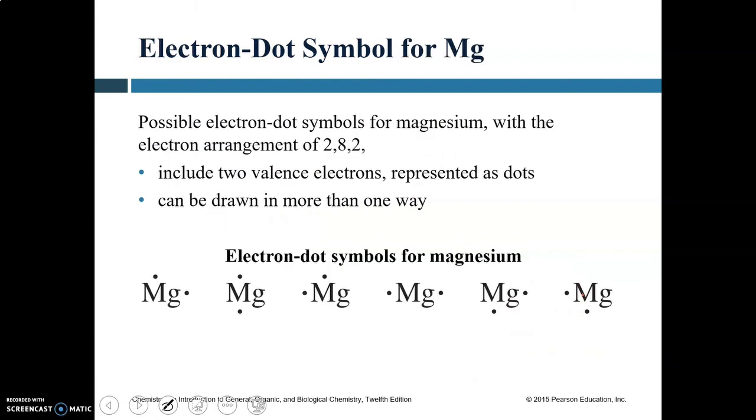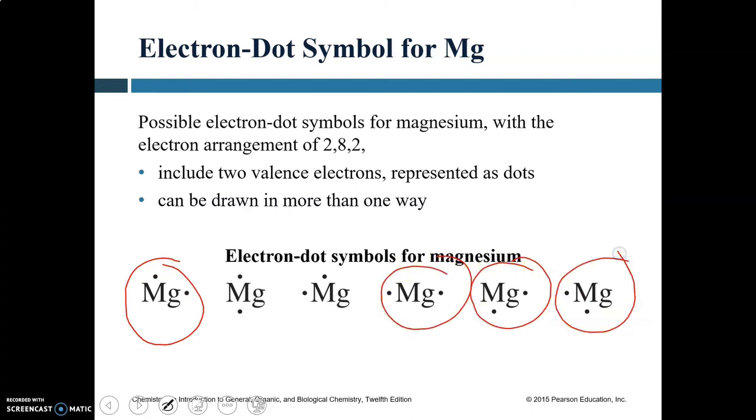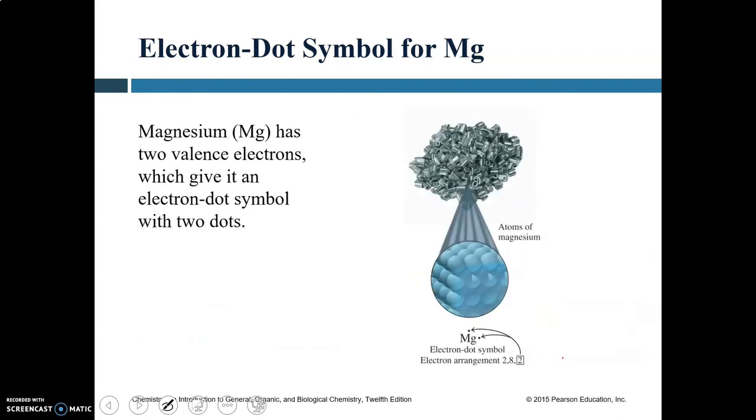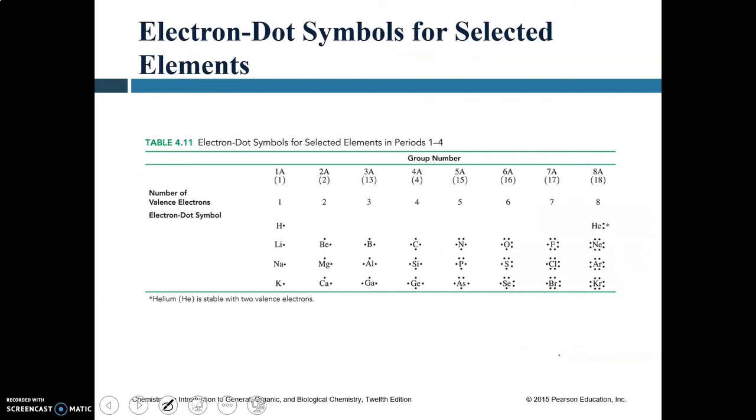For magnesium, for instance, we can draw any of these electron-dot symbols. They all are acceptable, absolutely. Magnesium has 2 valence electrons. Okay, so we do not draw the first 2 energy levels, which are fully occupied. We're only focused on the valence electrons.